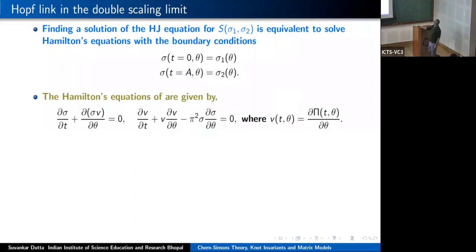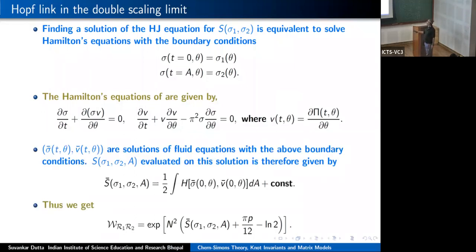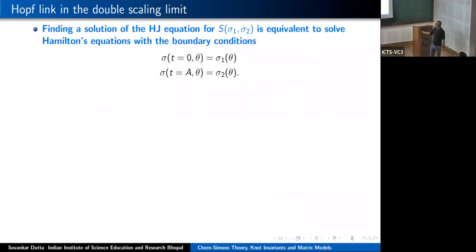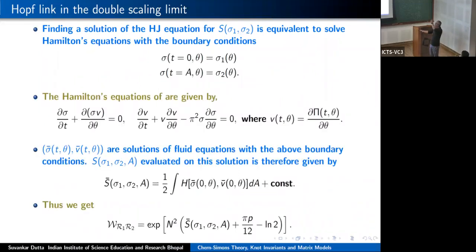Okay. Suppose this equation admits a solution which is given by sigma bar and v bar. What are sigma bar and v bar? It is a solution of this equation with this boundary condition. Okay. Then you calculate the Hamiltonian on this solution, and to get S, you have to integrate that Hamiltonian over A. That is what I have done here. So S evaluated on this solution is basically the Hamiltonian evaluated on the solution and then integrated over A. Okay. And if you plug in all the factors correctly, you land up with this answer for the Hopf link correlation function for given R1 and R2. This is the on-shell value of this collective field theory action. This is just a problem of free fermions. Yes, exactly. Non-relativistic free fermions, exactly.